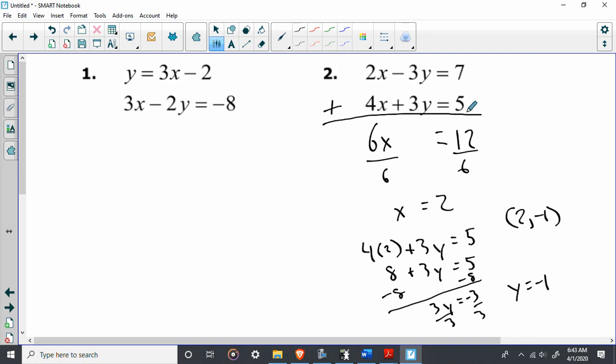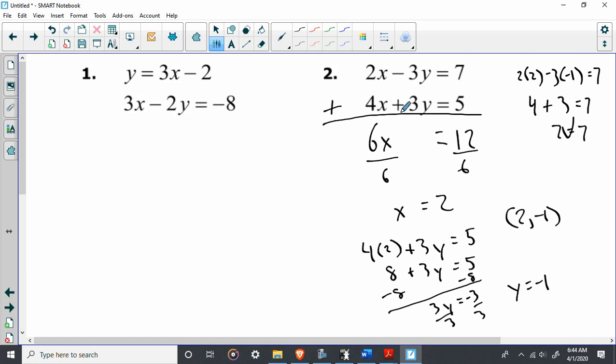And if we want to, we can check it in the other one, right? We'll say 2 times 2 minus 3 times negative 1 is equal to 7. 2 times 2 is 4. Negative 3 times negative 1, positive 3. 4 plus 3 is 7. So again, very straightforward. We eliminated, we solved for x, we plugged in, we solved for y, we checked our answer.